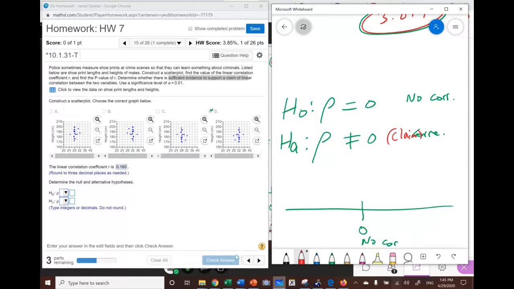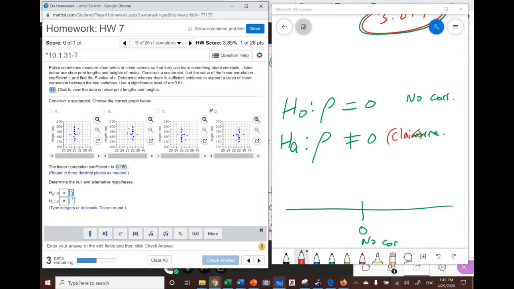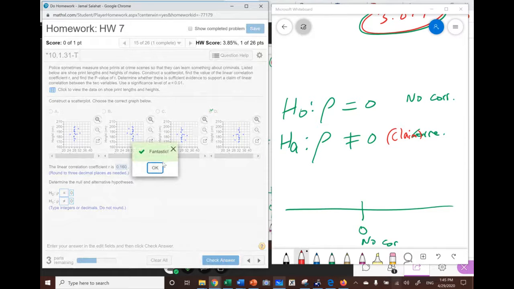Statement 2 says test the claim. What's the claim? There is a linear correlation between the two variables. So to do that, these are my statements. I go in there and I put equal in the top and not equal in the bottom. And in this case, we put 0 and 0 because 0 is the cutting point between correlation and no correlation. So let's check the answer.